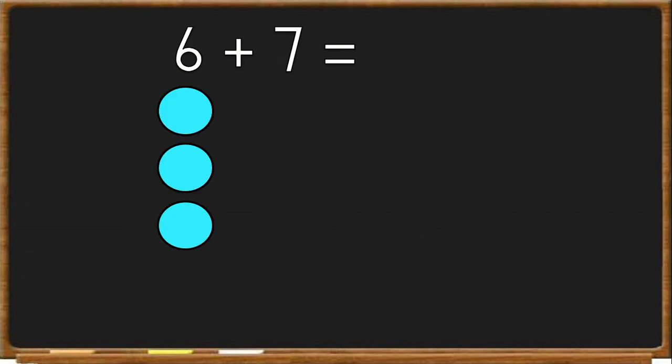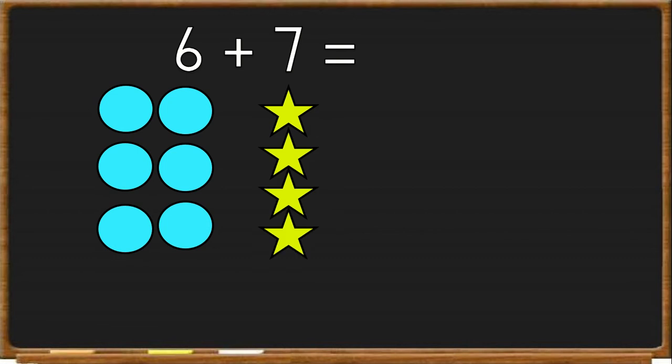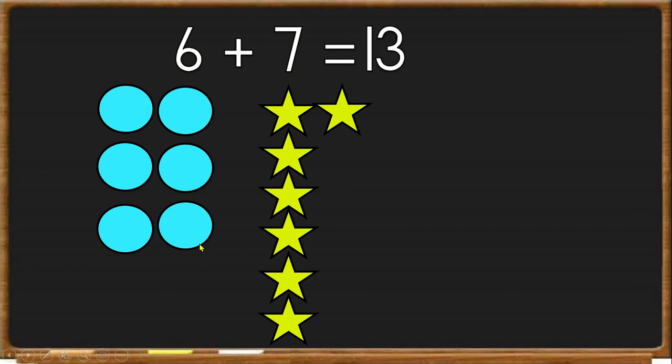Now let's look at 6 plus 7. Then we're going to count. I draw 6 circles, 7 stars. Now we're going to count how many is on the screen. So 1, 2, 3, 4, 5, 6, 7, 8, 9, 10, 11, 12, 13. So 6 plus 7 equals 13.